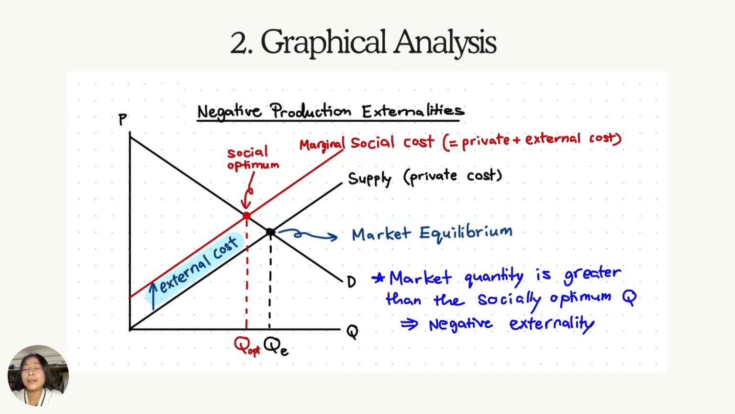Let us look at the graphical analysis. I've drawn a negative production externality graph, and I will introduce each curve one by one. First of all, we have the downward sloping demand curve, which also represents the marginal social benefit.